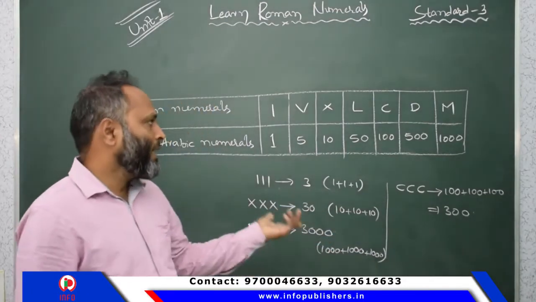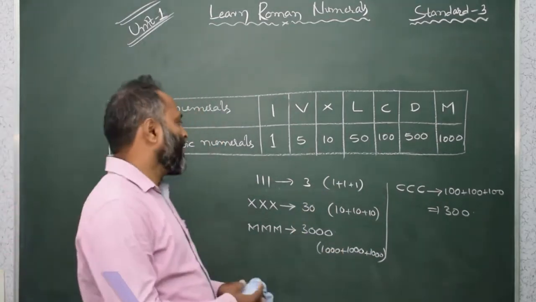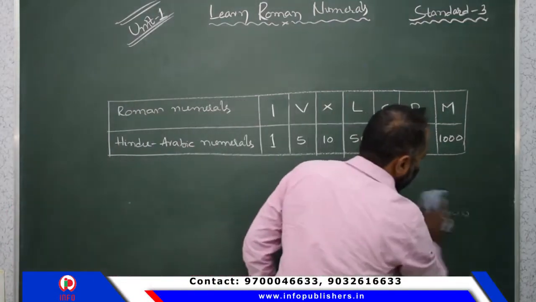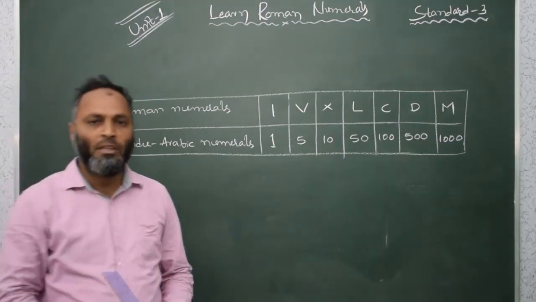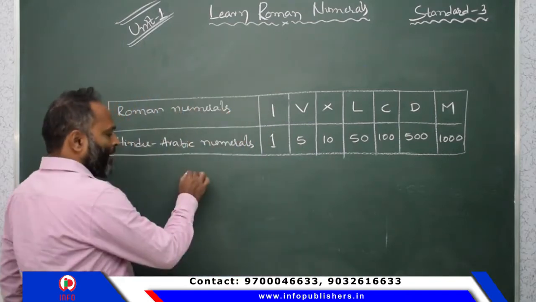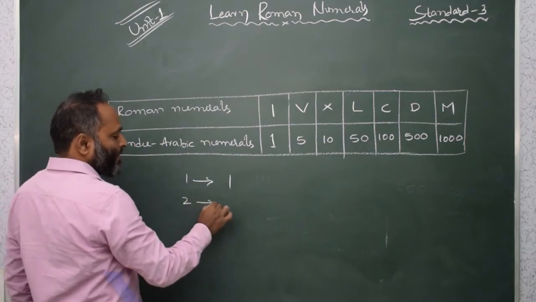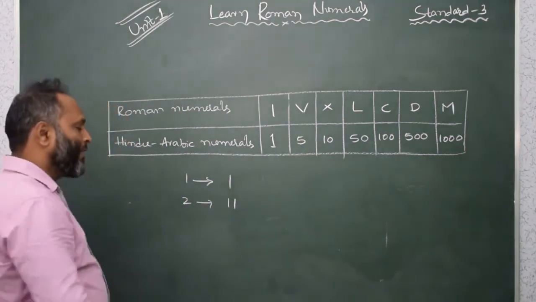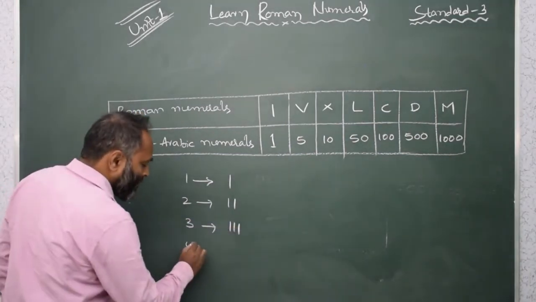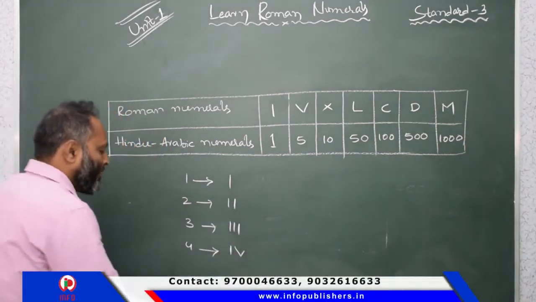First of all, I want to show the representation of Roman numerals from 1 to 10. One is represented as I. Two is I two times. Three is I three times. Four is V and I. This is the representation of 4.